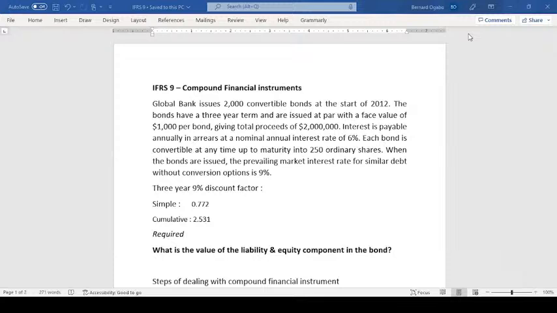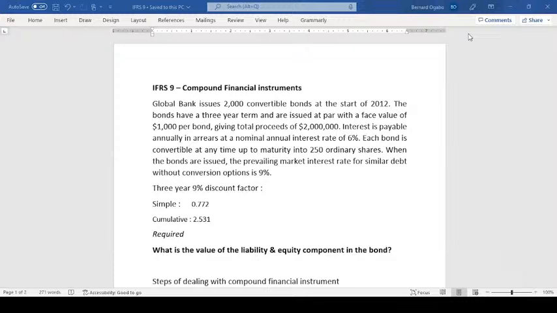So each time you see a convertible bond given to you as an instrument, there is a likelihood that it will be tested as a compound financial instrument. So how do we separate a compound financial instrument into the equity and the liability component? Here is an illustration.